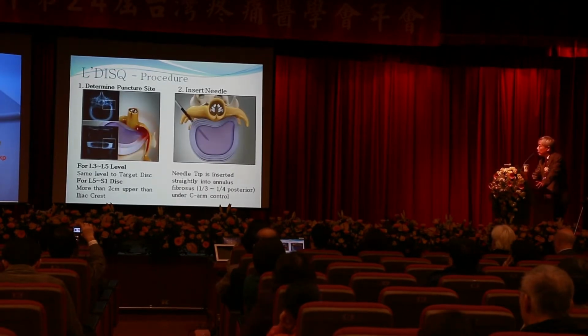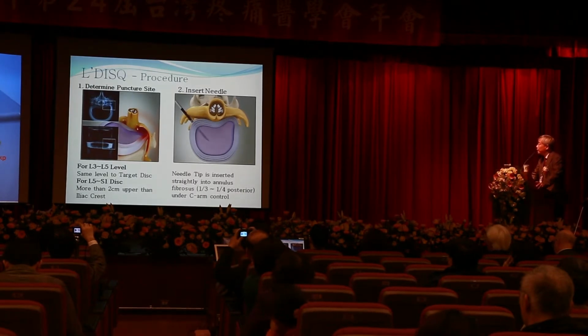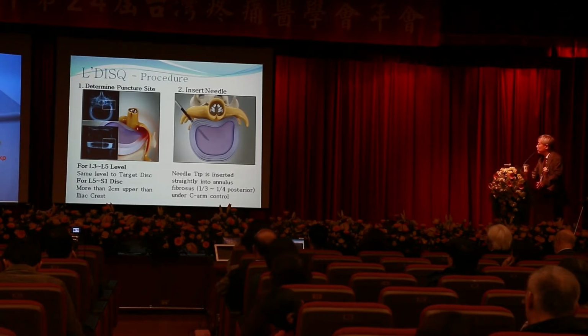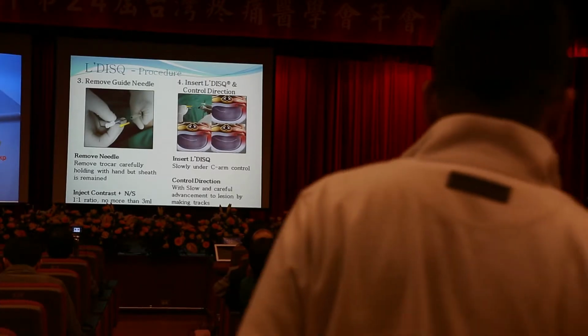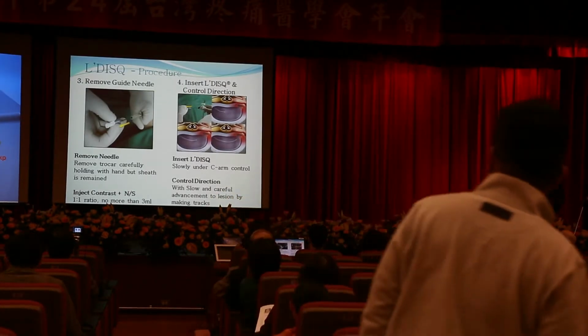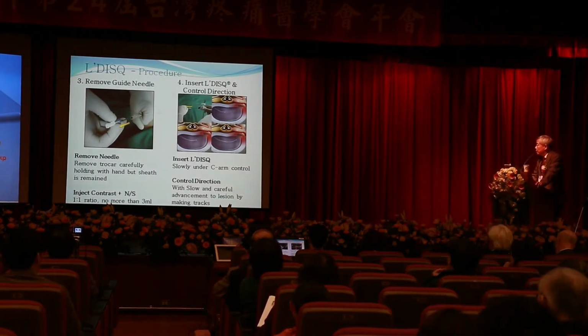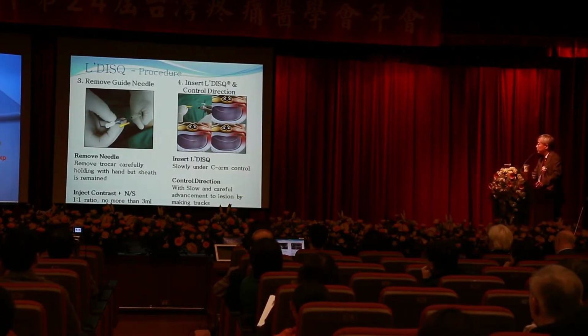So this is the procedure. We have to determine the puncture site first, and after that we insert the needle. The needle is inserted straight into the disc, usually 1/3 to 1/4 posteriorly under C-arm control. And we remove the needle, but we have to remove it while holding the catheter. The sheath should remain. And we insert LDIS slowly under C-arm control. And the direction is with slow and careful advancement to the lesion by making tracks.